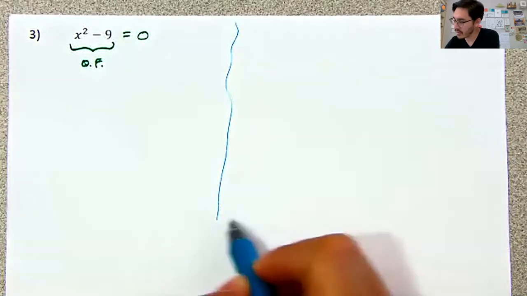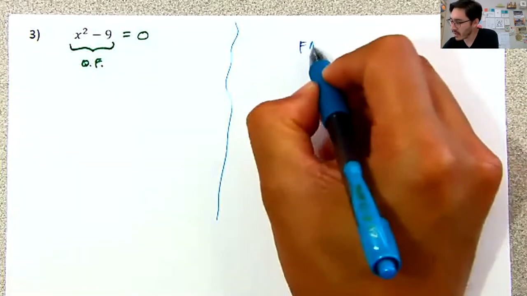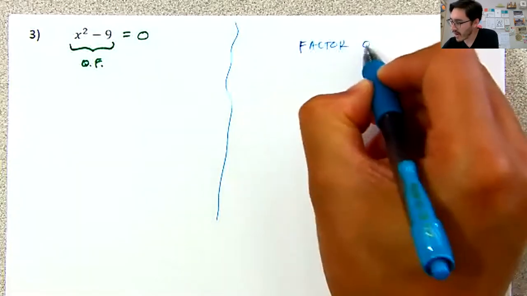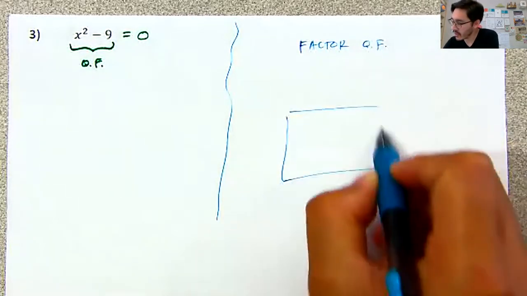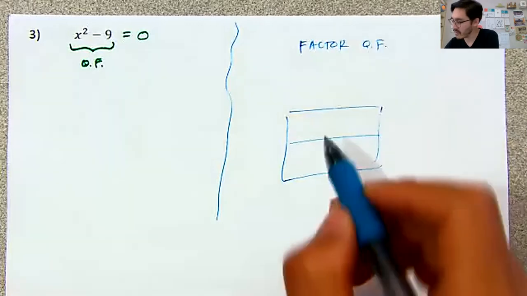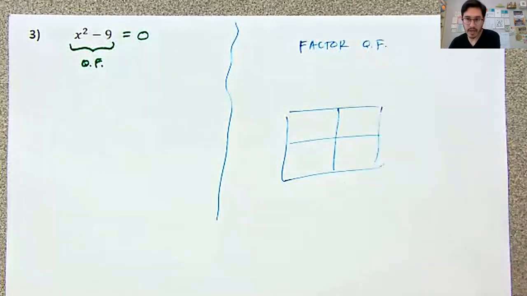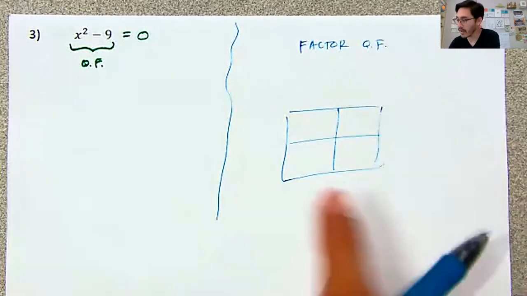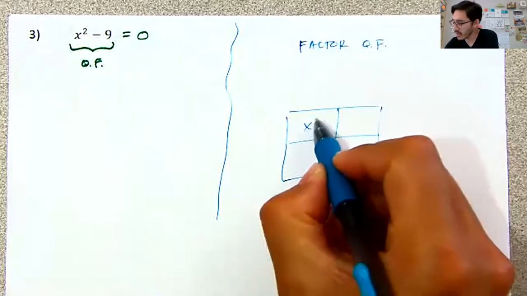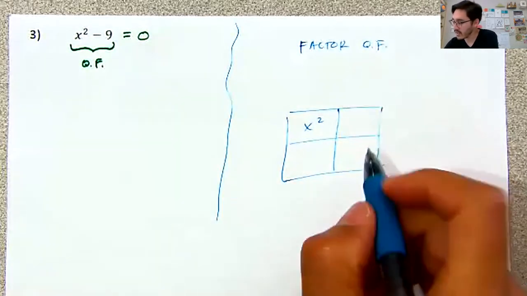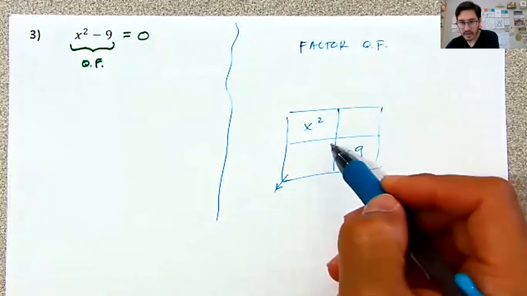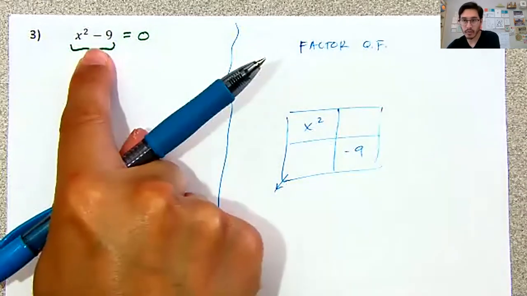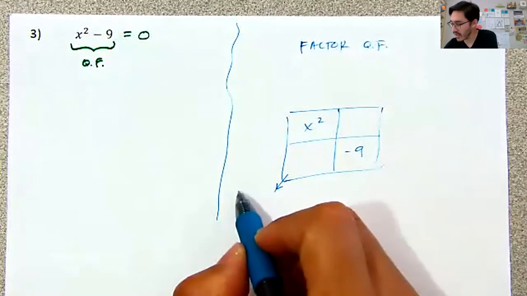All right, so just like what we've been doing, the first thing we're going to do is factor the quadratic function. You might recognize that's a difference of 2 squares. If not, the area model still works pretty well. Second degree term goes in the first box, constant goes in the last box. The diagonal terms have to add up to the middle term, which there is no middle term, so it adds up to 0.